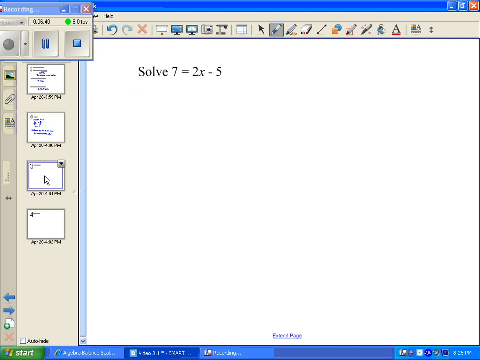Let's try another one. Now, when I look at this, notice the x is on the other side of the equation. Now, for some students, that bothers them, and some teachers insist that they move it over. You don't have to. You just have to work on the side that has the x. So I have 7 is equal to 2x, and then I subtract 5. So I'm going to start by getting rid of that subtraction of 5. So the opposite of subtracting 5 is adding 5. And remember, if I add 5 to the right-hand side, I have to add 5 over here. So I'll get 12 on the left-hand side is equal to 2x.